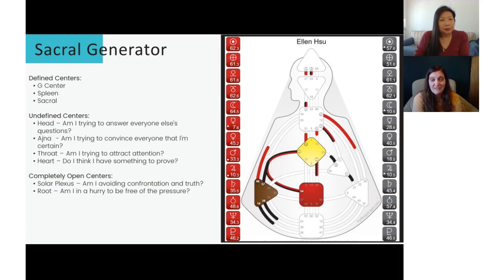So oftentimes having this one undefined, it can be hard to admit when you don't know something, or if something's new, you can feel uncomfortable going into a new situation. You don't like to appear like you don't know, or you're not certain, you don't know what you're doing. And so oftentimes we can try to explain too much, or try to prove that we know a lot, and we want people to see us as being really smart. And that kind of makes sense.